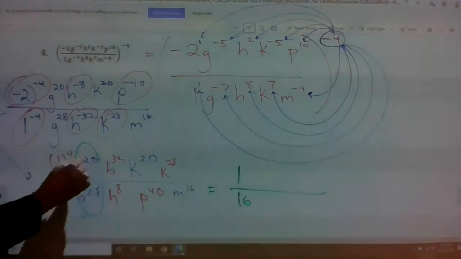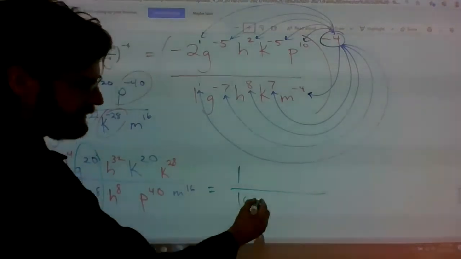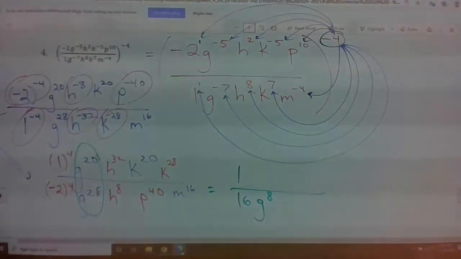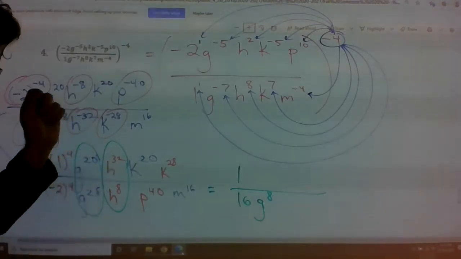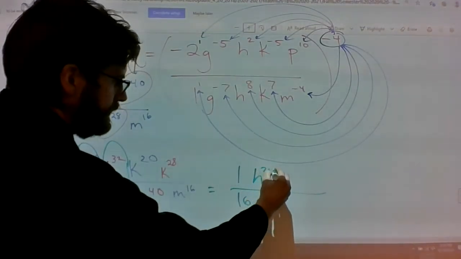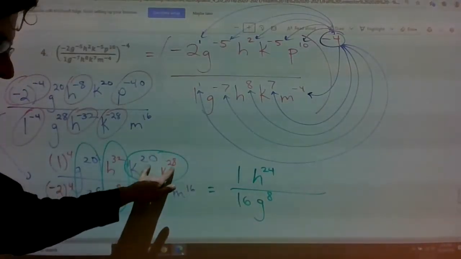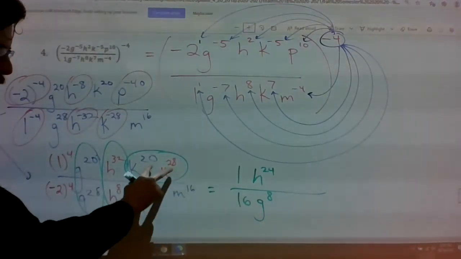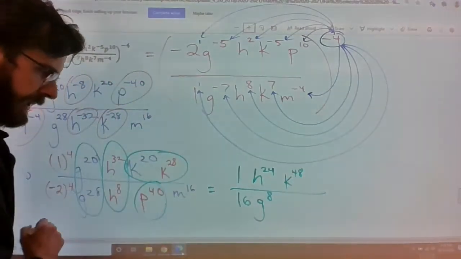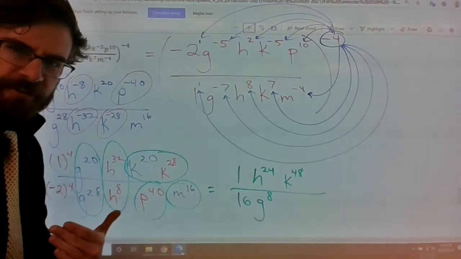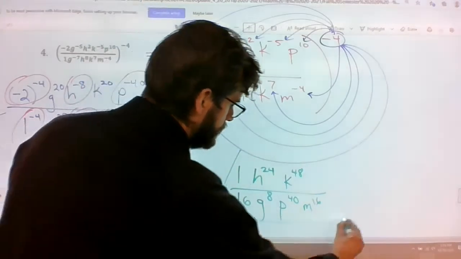The g's, since you're dividing the two, you're going to subtract, bigger one on bottom. So it's going to be g to the 8 on the bottom. H's, since there's division, you're going to subtract, bigger one on top. It stays up top. The k's, they're both on the top, so you're going to add the exponents because it's multiplication of powers. 48's what's going to be left up top. And then the p to the 40 and the m to the 16, if they're positive, leave them. And that's your final answer.